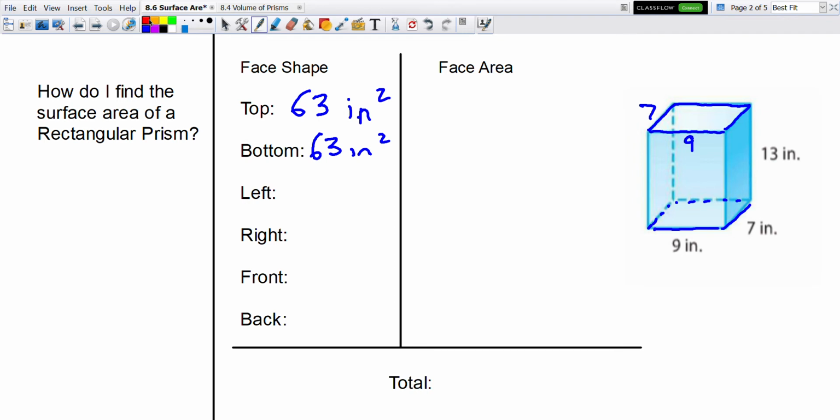The next set we can look at are the left and the right. That left rectangle is right over here. It's 7 inches across and 13 inches tall. To find the area of a rectangle, it's the base times the height, or 13 times 7, which is 91 square inches. And it's actually the same thing on the right side rectangle here: 7 across, 13 down, which is 91 square inches.